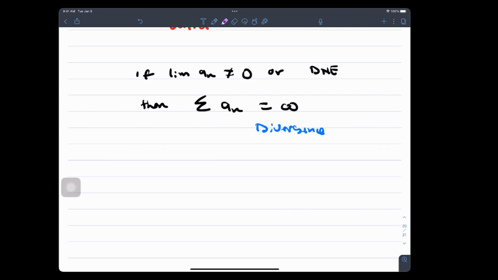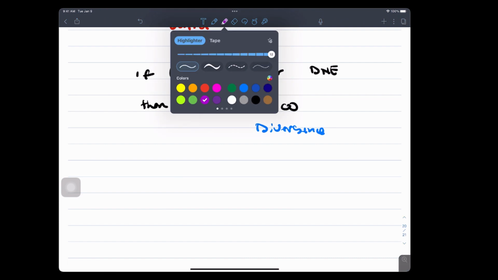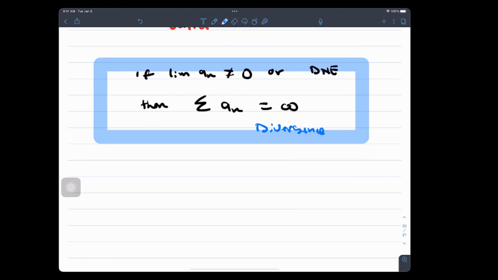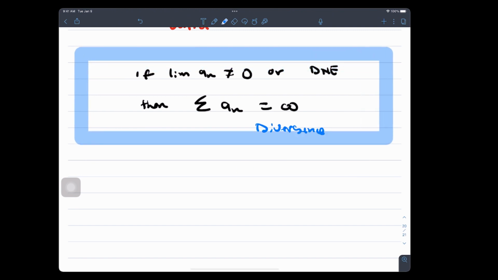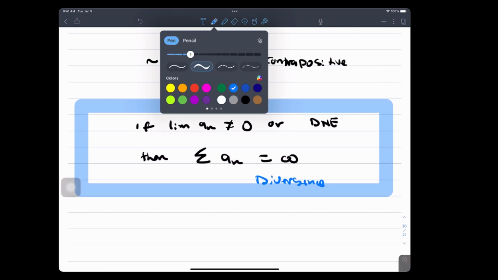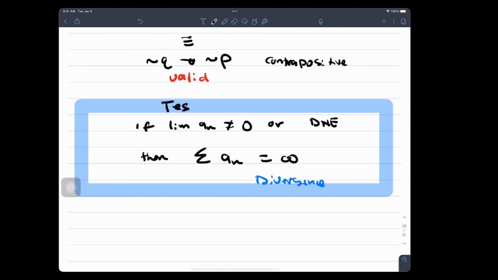You see, I really care about this statement. This is the useful statement right in here. That is useful. It is so useful. You know what we call this statement? This is known as the test for what? Divergence. This is called the divergence test.